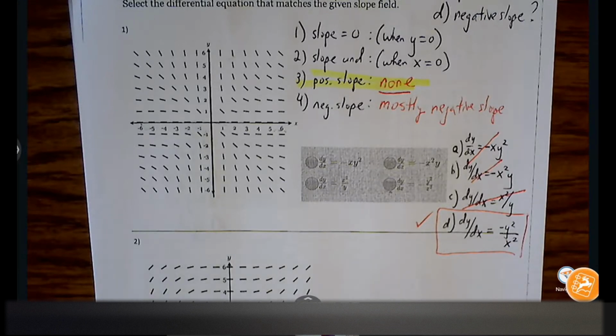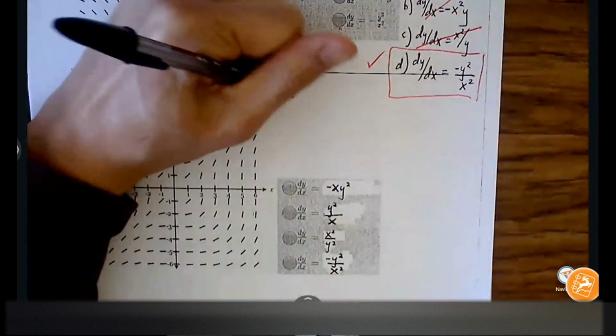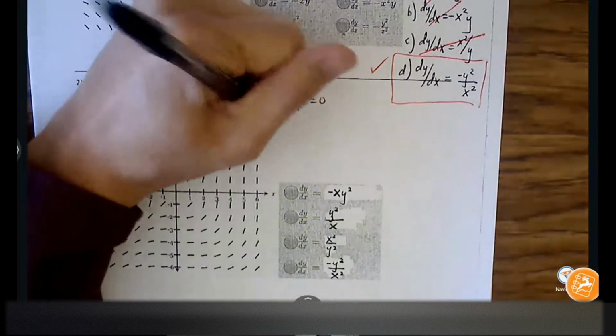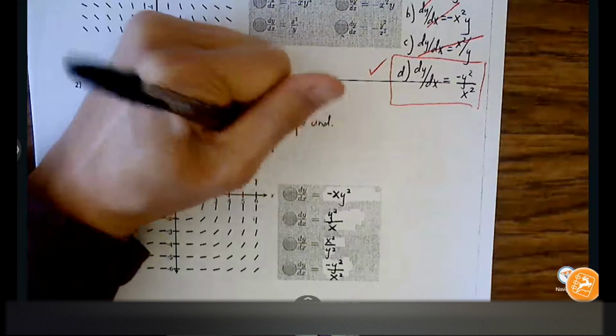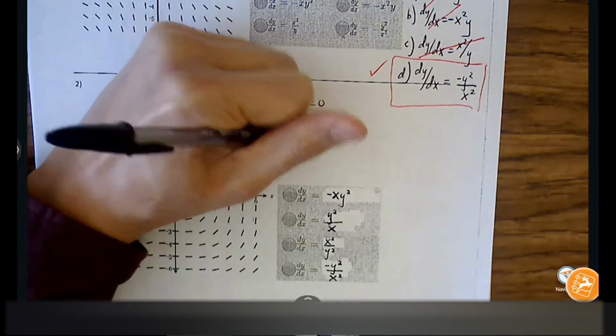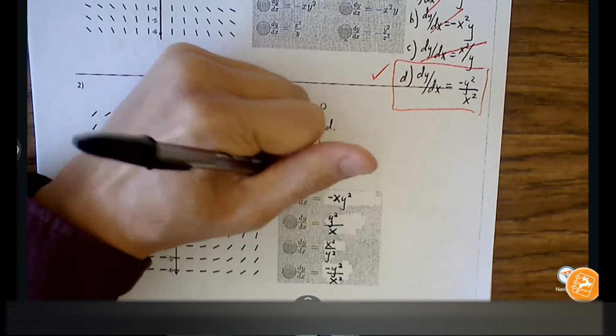Okay, number 2, same thing. We're going to go down the line and list out properties that we can identify. So let me list them out. Slope 0, slope undefined, positive slope, negative slope.